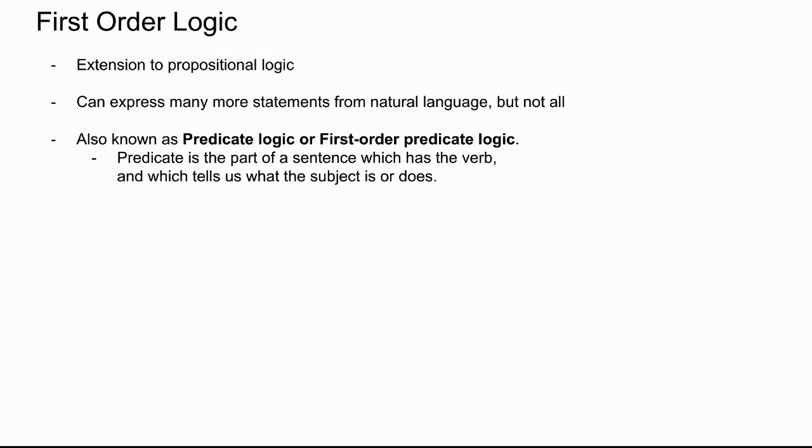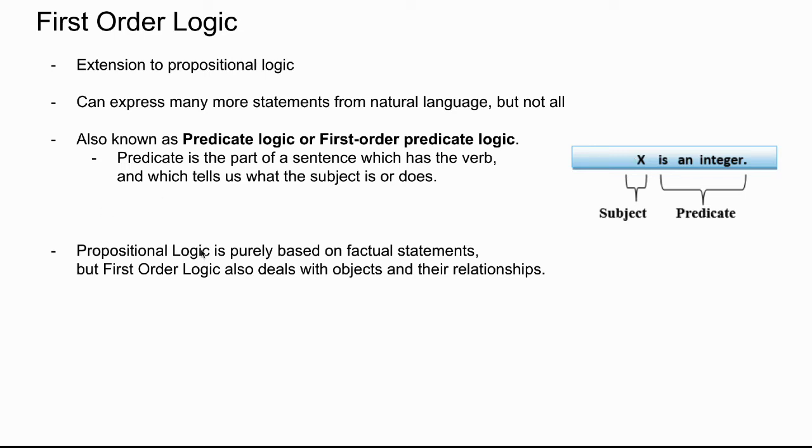And first order logic is also called predicate logic. Predicate is basically the part of the sentence which has the verb, which tells us what it is that the subject is or what it is that the subject does. For example, if you have "x is an integer", then x is your subject and "is an integer" will be your predicate, which basically tells what it is that x is supposed to do.